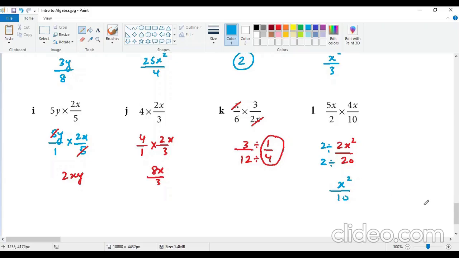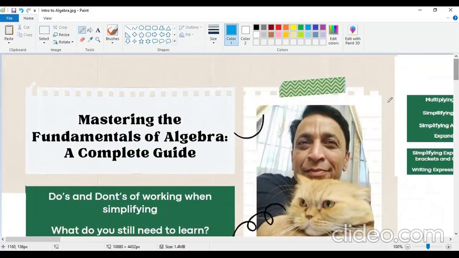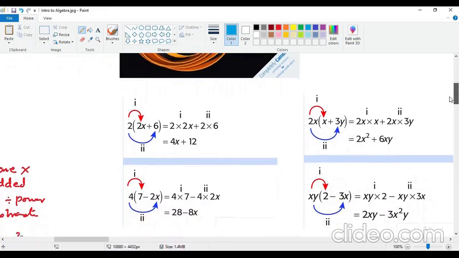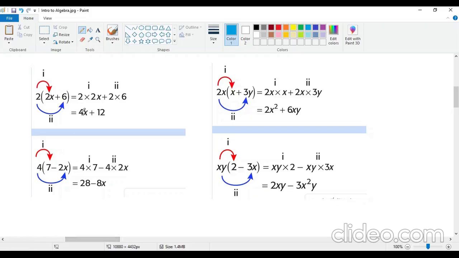Now comes the topic of expansion. In here, the very basic thing you must understand is that when you have brackets, bracket means multiplication. And as you can see, 2x is multiplying by first and gives you a 4x like this, and 2 times 6 is going to be a 12. And always remember, bracket always means multiplication.